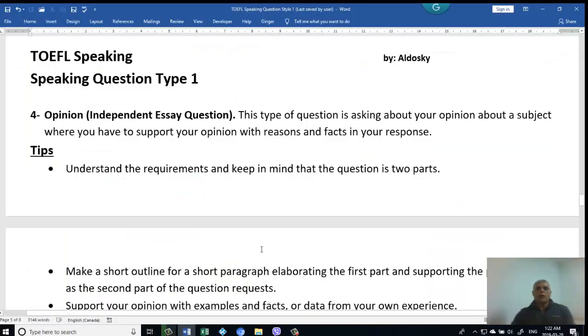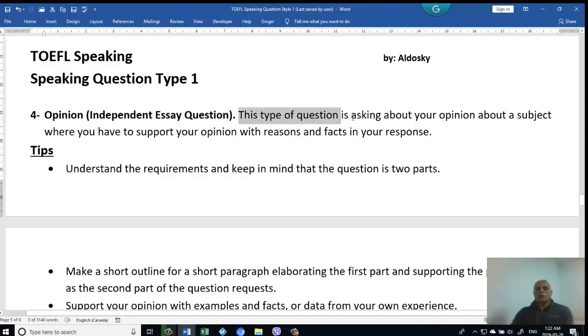Okay, today our lesson is continuing with TOEFL speaking. We have speaking question type 1. Then we have style number 4, we call opinion. Sometimes we call it independent essay question. When we say independent essay question, you have to have an introduction, then the body of the speaking, and then a conclusion. Okay, let's go and see what this is.